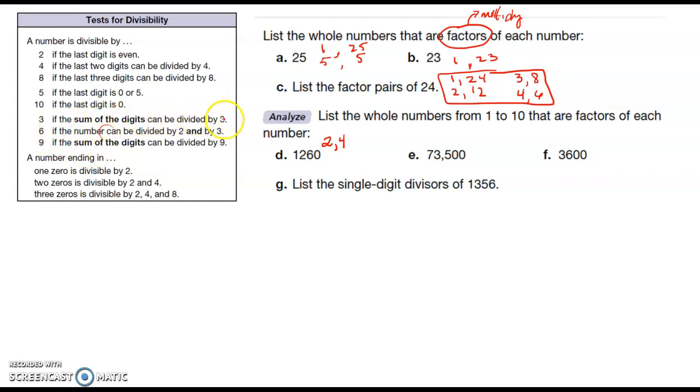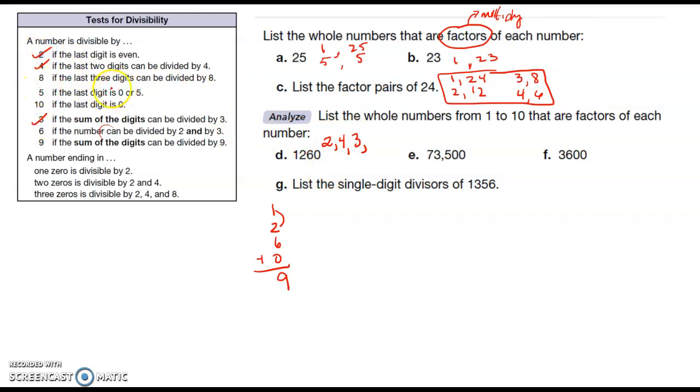3 if the sum of the digits can be divided by 3. So I have 1 plus 2 plus 6 plus 0. 1 plus 2 is 3. Plus 6 is 9. That's divisible by 3. So I'm going to put 3 up here. So far I have 2, 4, and 3.